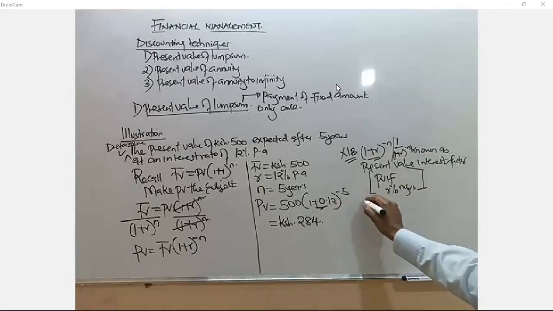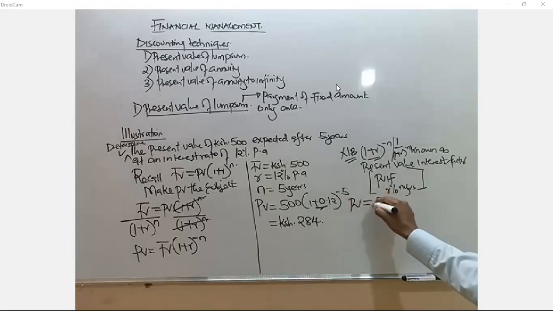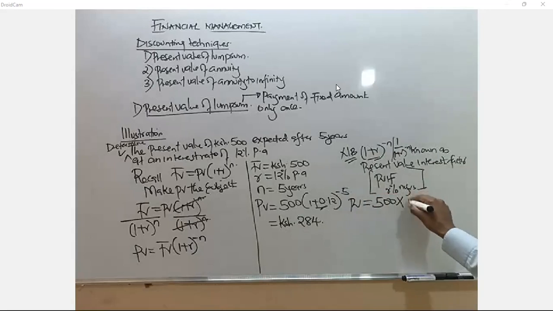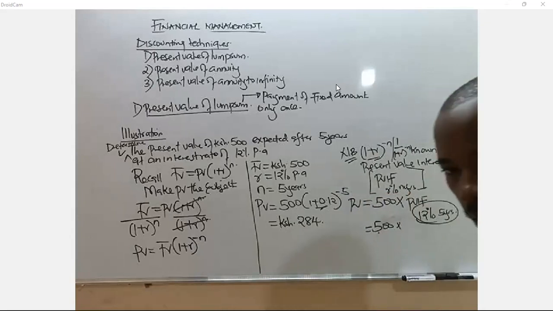So I could have written my question like this. The present value is equal to 500 times the present value interest factor. What was our rate? Our rate was 12%, 5 years. 12%, 5 years. And then I come here and I tell my examiner, now in this case, I can go to my table and look for this, right? Let me show you how.